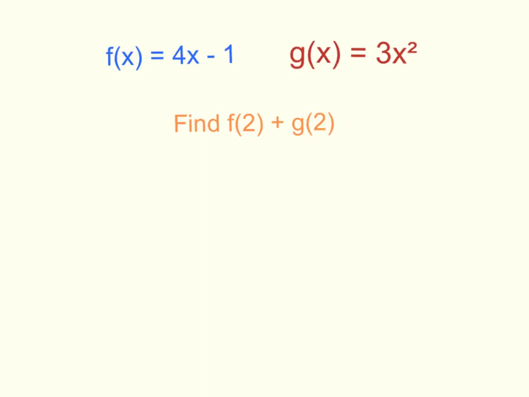For this example, I have 2 separate functions. I have f of x equals 4x minus 1, and then g of x equals 3x squared. So whenever you're dealing with more than one function at a time, we represent them with different letters, but it's the same thing. It's just function notation, two different equations. And I want to find f of 2 plus g of 2. All that means is we're plugging in 2 for x in the f function, and then plugging in 2 for x into the g function, and then adding those two solutions together.